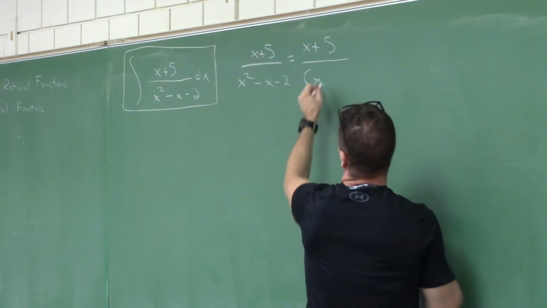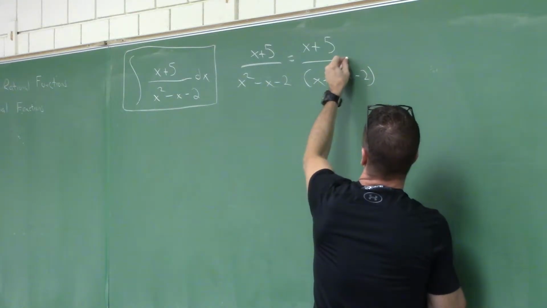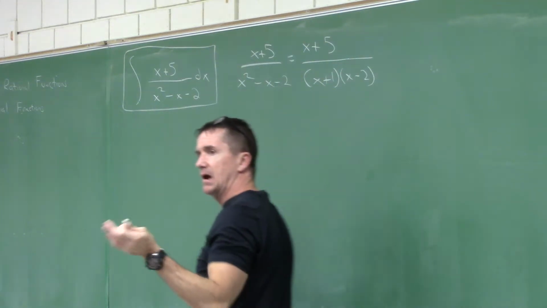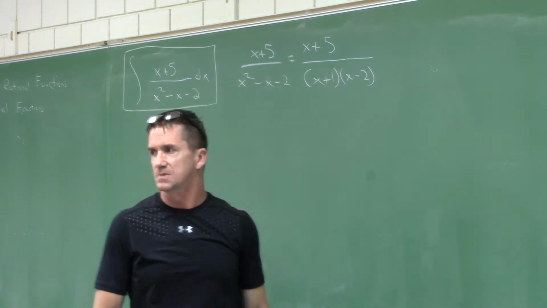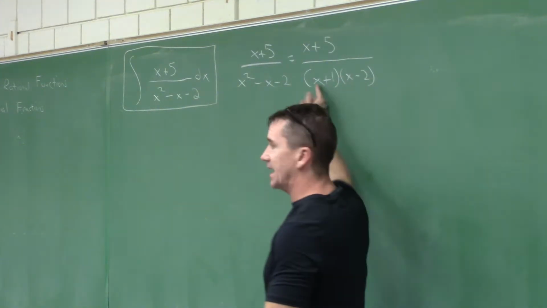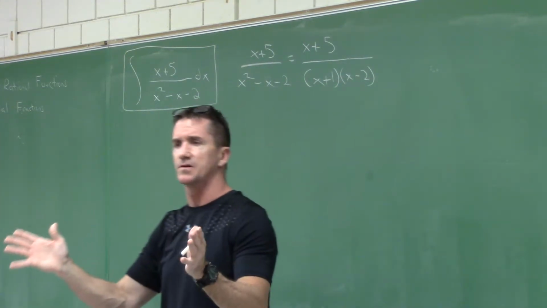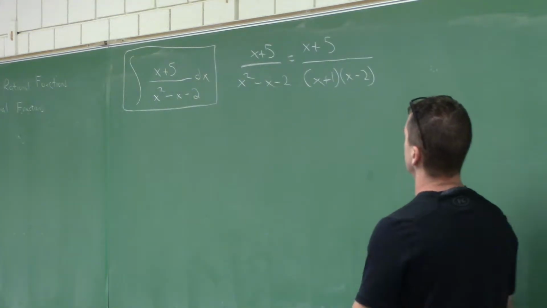X plus 1, x minus 2? So that's a key step. Is everyone okay with how we factored that? Does the order of these matter? Nope. So don't worry if you're studying with a friend and they put this here and that there, so your A's and B's are different. You're still going to get the same right answer in the end, as long as you factor it.